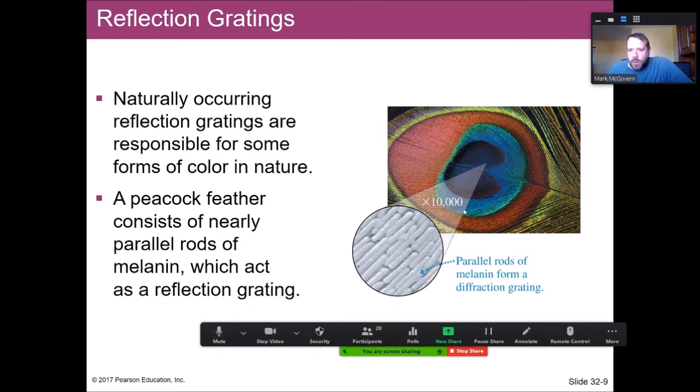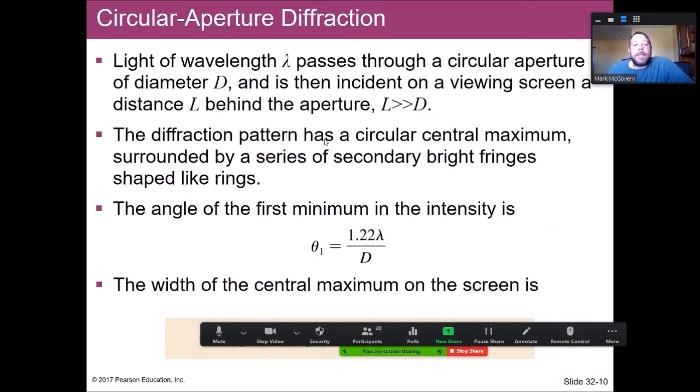But one of the more popular ways that this is seen is that a lot of animals have very fine structures, as fine as fur, feathers, things like that, that produce this effect. If you look under a microscope, we see that we have tons of these long molecules that go across, and that can act as that reflection grating. So we get different colors based on the angles that you look at it.